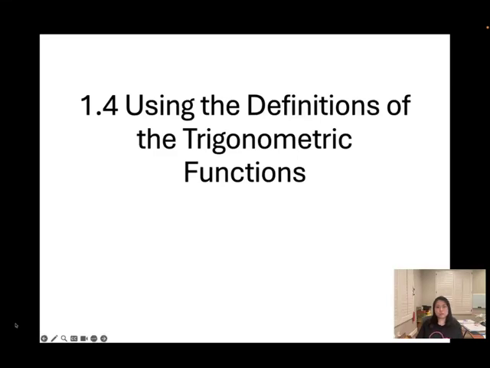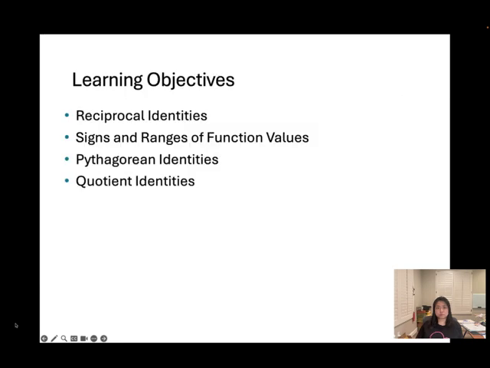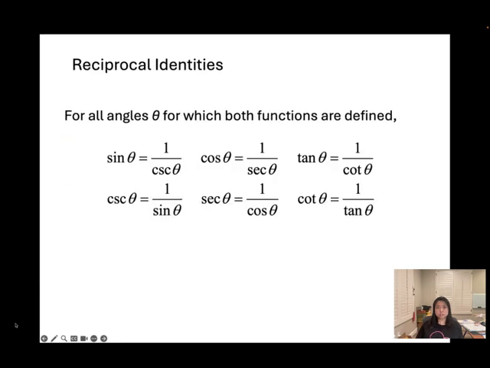Section 1.4, using the definition of the trigonometric functions. Reciprocal identities for all angle data for which both functions are defined. We always talk about the 6 trigonometric functions, and we mentioned the reciprocal identities in the last session.